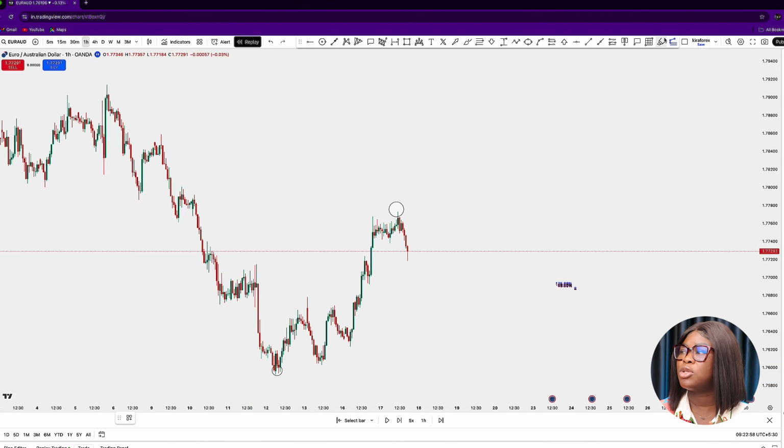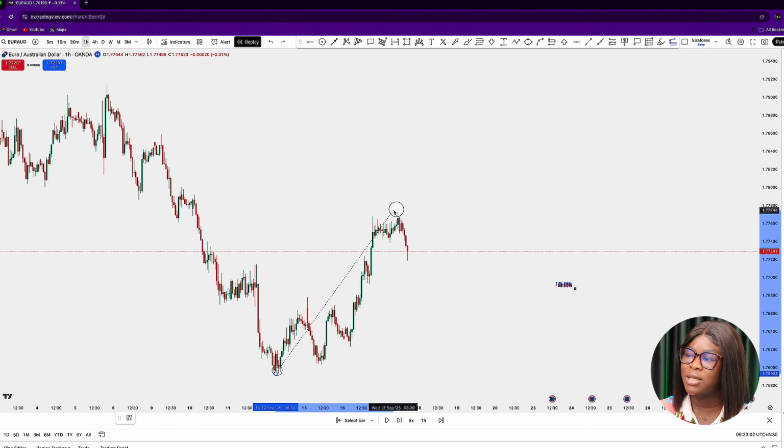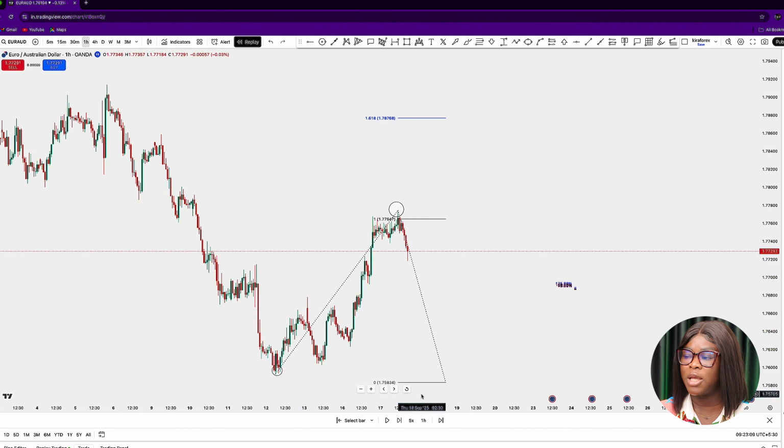So look at how I'm drawing it. You just pick your tool, place it here, extend it to point B, which is the swing high, then you bring it back to this zone, which is the swing low.